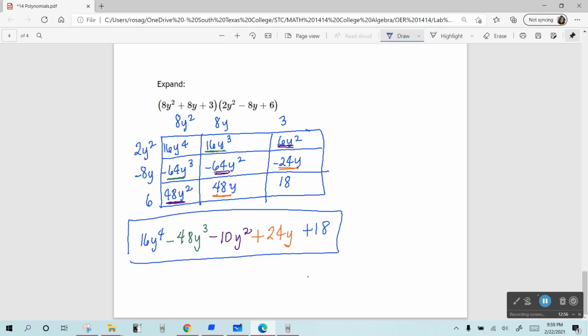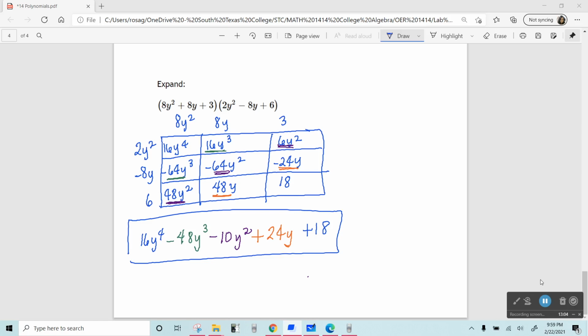I think the box, especially for these big ones, really helps you to keep it organized. So I hope this helped when you're working on your 1.4 section. And let me know if you have any questions.